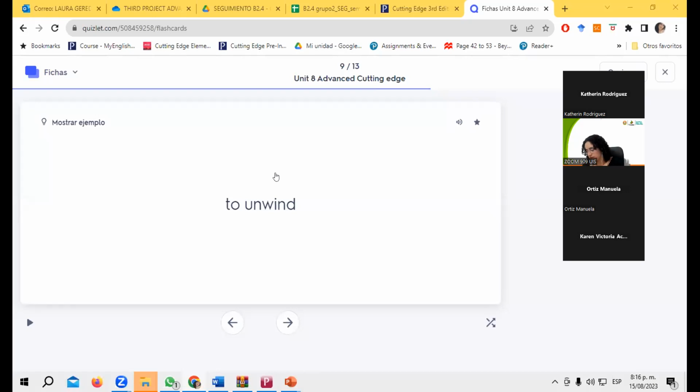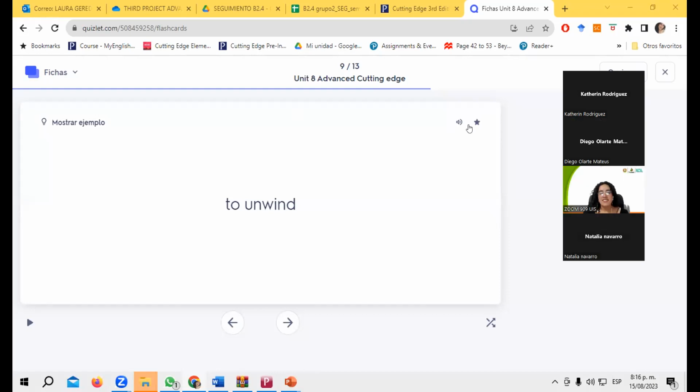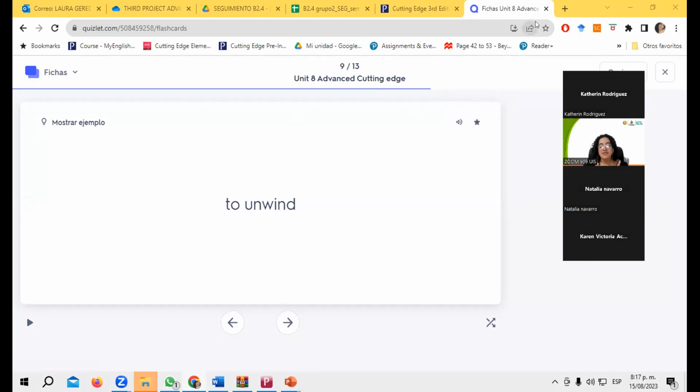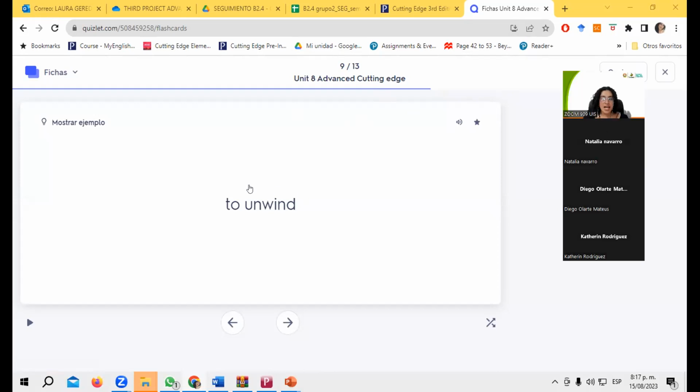It is a person who is difficult to keep calm. No, that's not it. A person who doesn't worry about anything. No. Diego? It's a synonym of easygoing. No, this is not an adjective. It's an action. It's a verb. To unwind. It's a verb, so it's not a person.